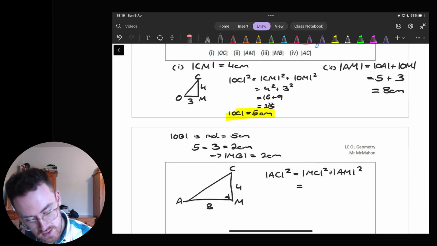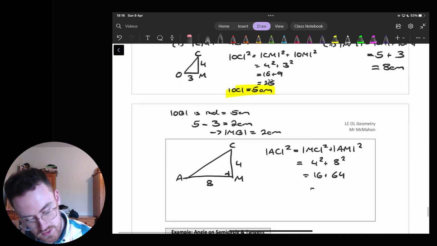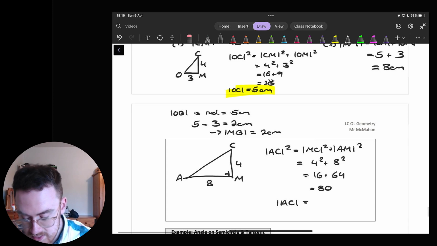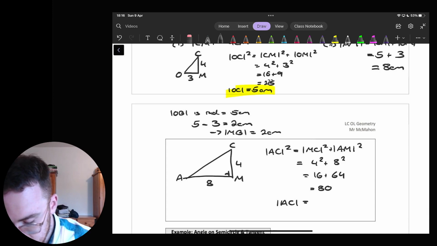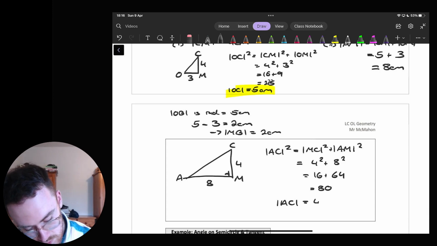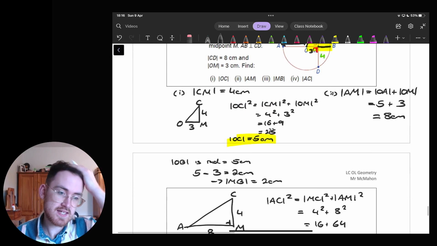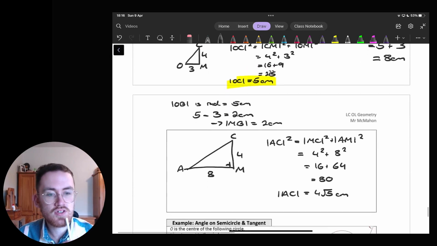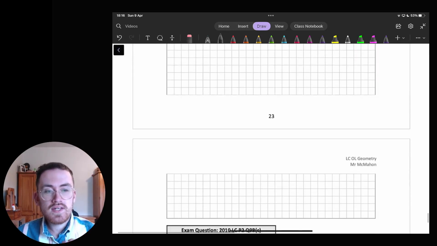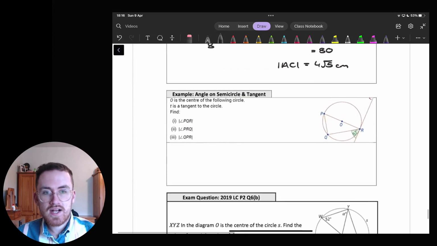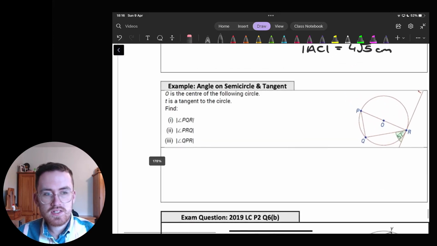Subbing in my different values, this is 4 squared, this is 8 squared, so 16 plus 64, so 80, which means that AC is the square root of 80, and we can work that out using our calculator to be 4 root 5 centimeters. We're not actually asked to give it in terms of decimals or anything like that, so we can leave it as it is, 4 root 5 centimeters. Now we're going to look at another example, and then we'll look at some exam questions.